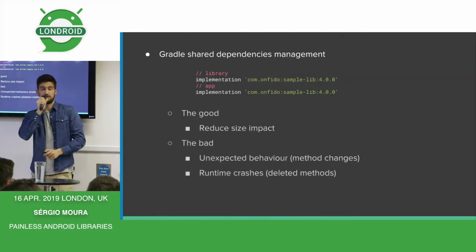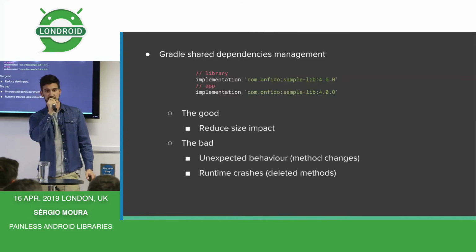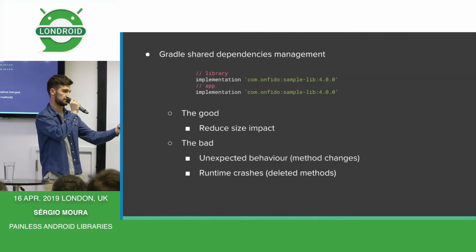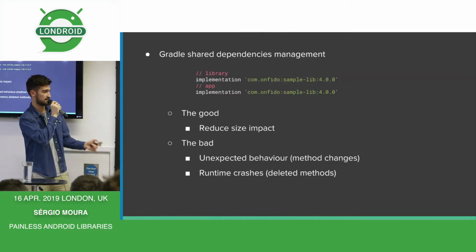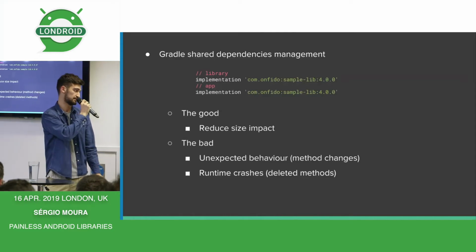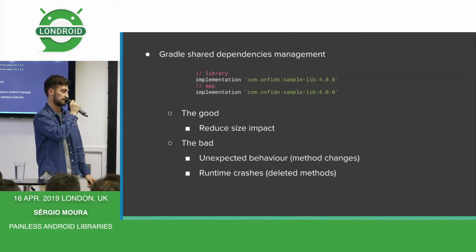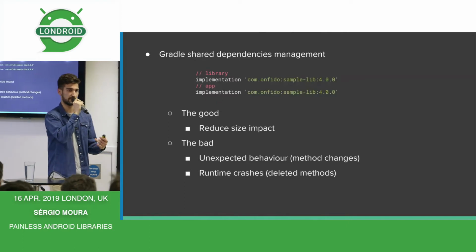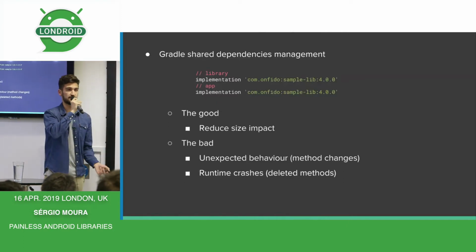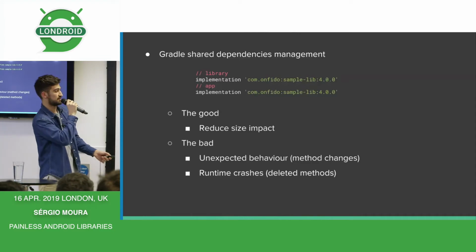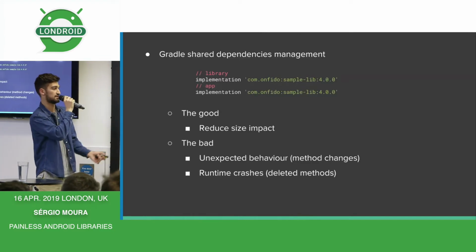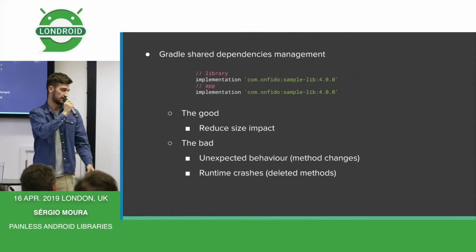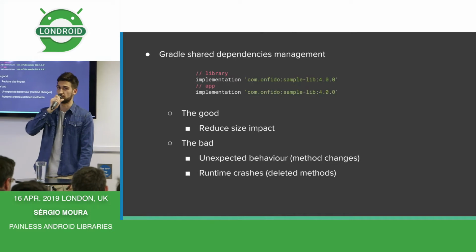And it has a good point because it reduces size impact. Since you are only shipping one version of that dependency, you don't have duplicated code. But there is also a bad side. So it can lead to unexpected behavior if, for example, in between versions, the implementation of some methods change. Or it can also lead to runtime crashes, because if some methods were deleted in between major version changes, like the 3 to the 4.0.0, yeah, it can lead to big trouble.